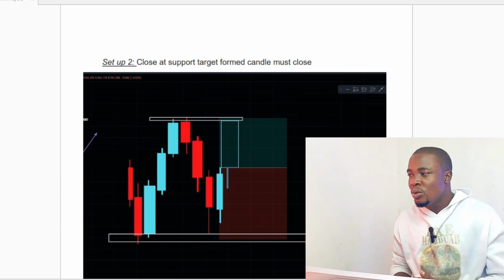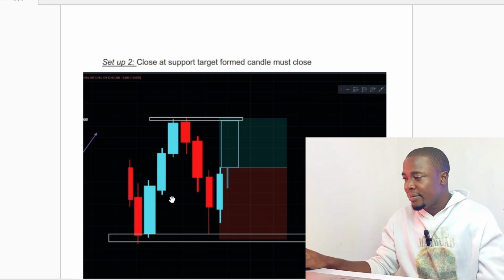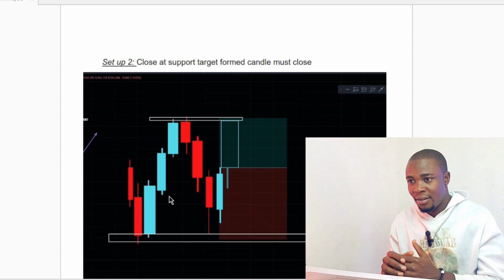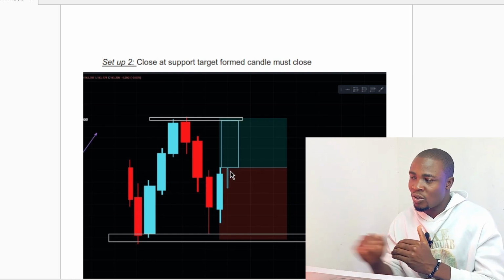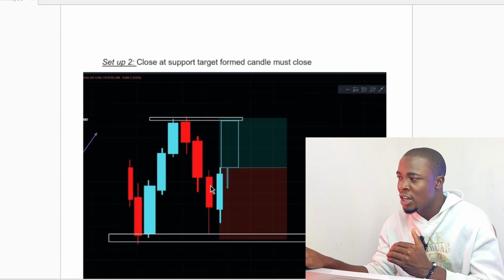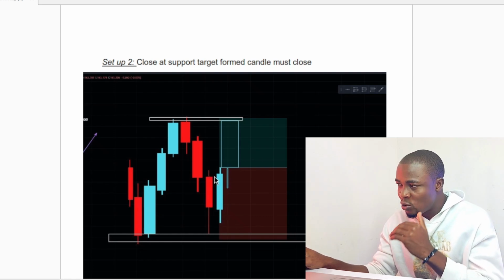Now, how did you get into setup 2? You get into setup 2 when you find setup 1 right inside setup 2. So what does that mean? It simply means that when this pullback is over, you wait for setup 1 to confirm itself.